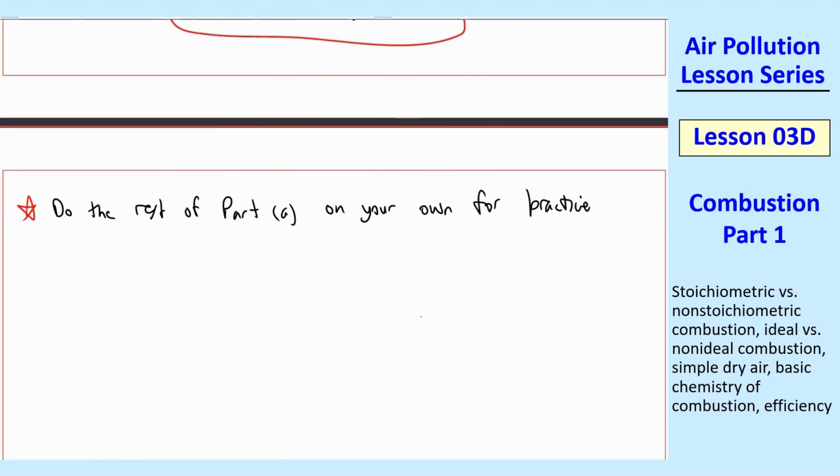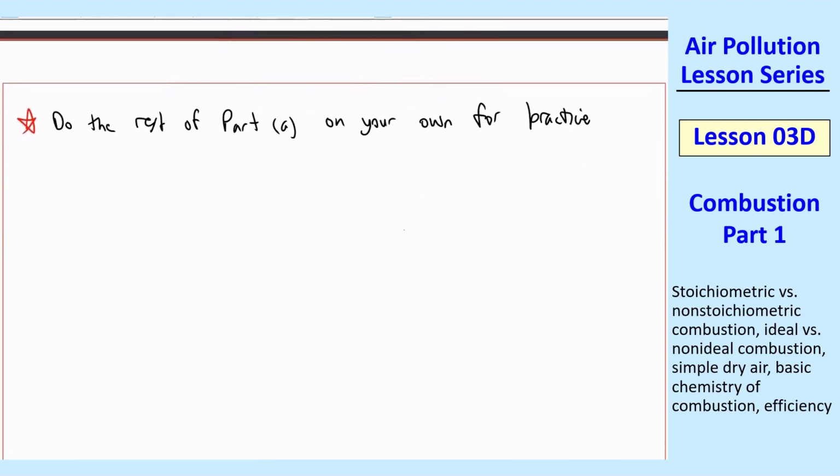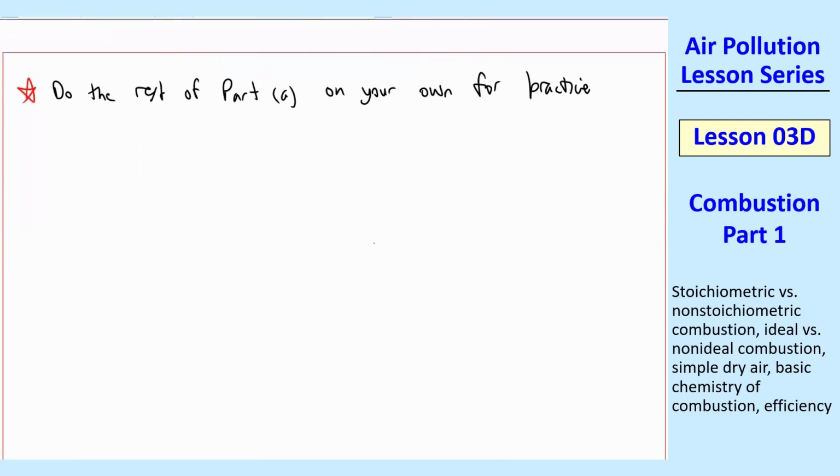Now we need to do mass concentration and molar concentration. So I would strongly encourage you to do this on your own. This is, again, a review of conversions between mole fraction and mass concentration and molar concentration. So work on that on your own, and I'll just give you the answers. And if you have any problem coming up with that, please ask me.